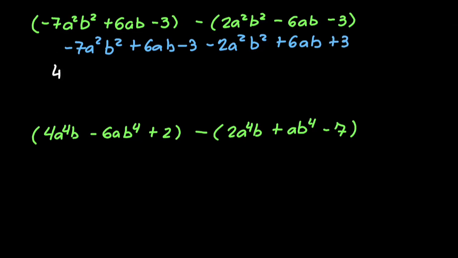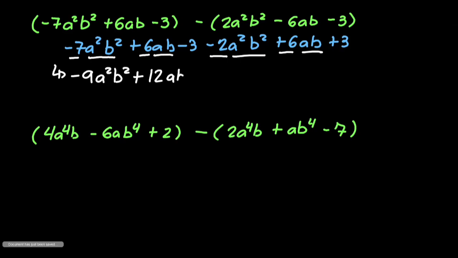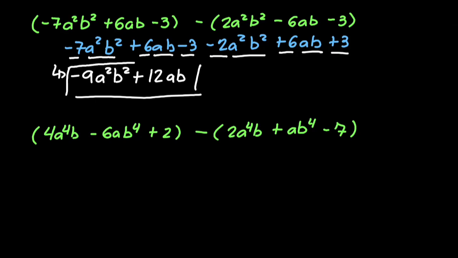So now what you're going to do is to combine like terms. You have a squared and b squared here, and you also have a squared and b squared here. So negative 7 minus 2, it would be negative 9a squared b squared. You have ab here and you also have ab here. So positive 6 plus 6 would be positive 12ab. Negative 3 plus 3 would be 0. So this would be the final answer.